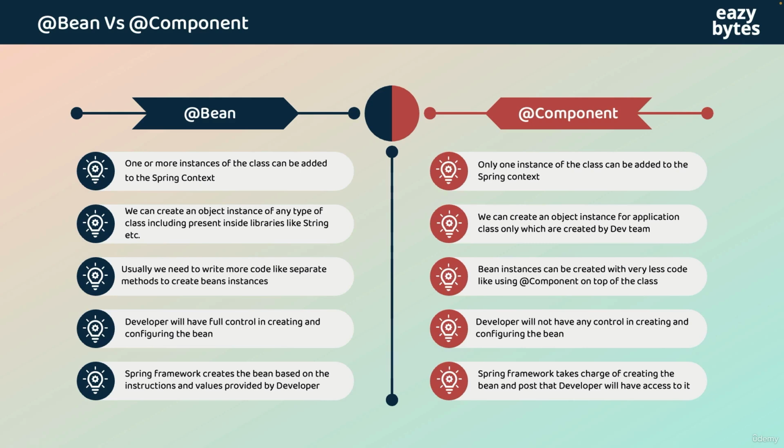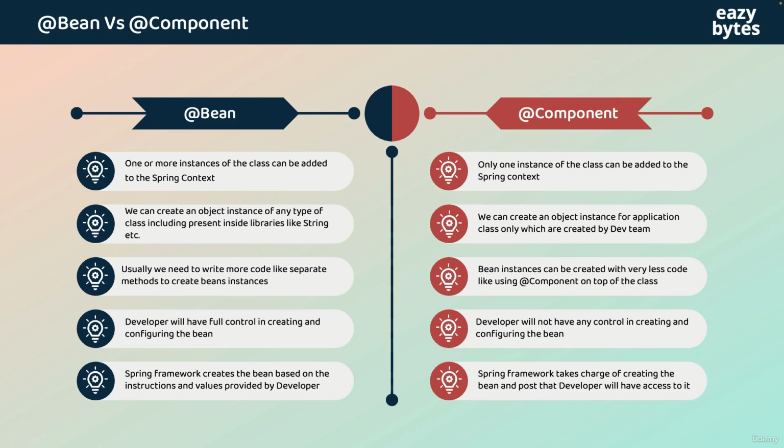The fourth difference is when someone is using @bean annotation to create a bean, they're going to have full control on how the object needs to be created and what data they want to populate, because they actually end up writing all this logic inside a Java method. Whereas with the component approach, developers will not have any control in creating and configuring the bean. Usually there will be very rare scenarios where we want to create the object by ourselves and populate data inside that. But if you have such rare scenarios, you can happily use the bean approach.